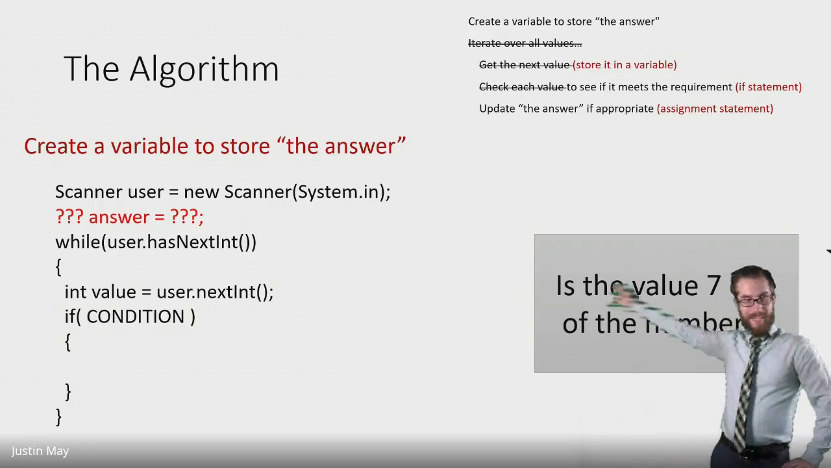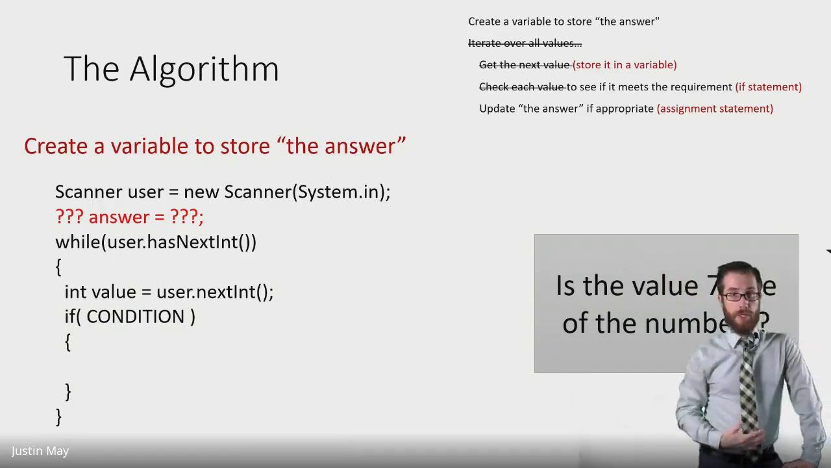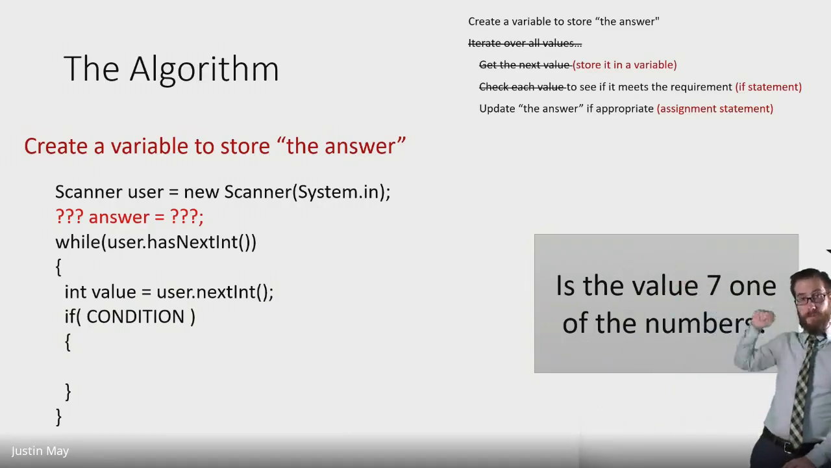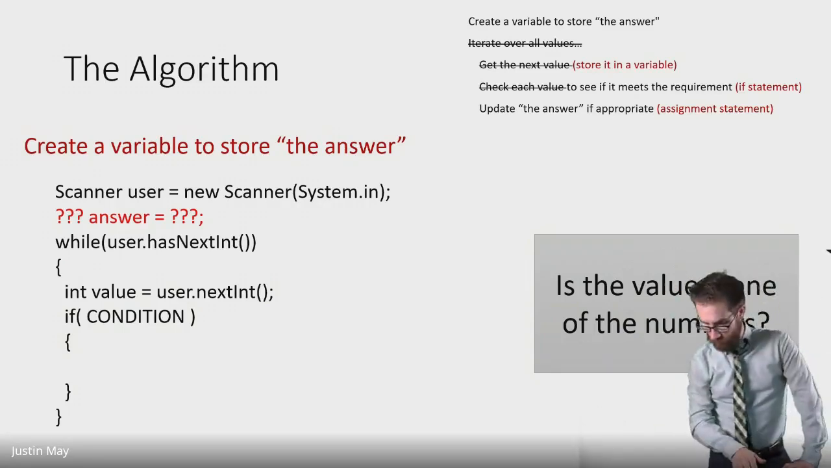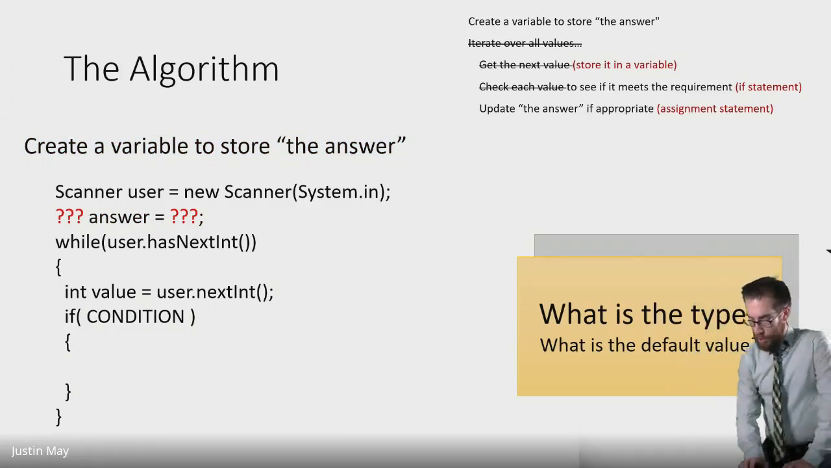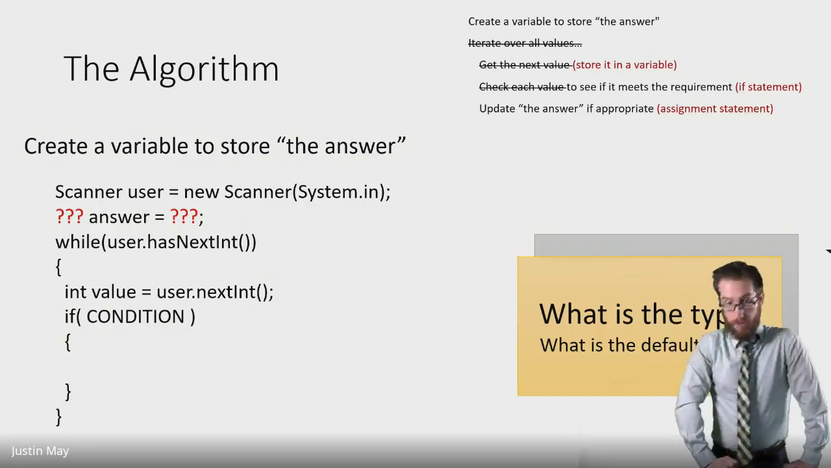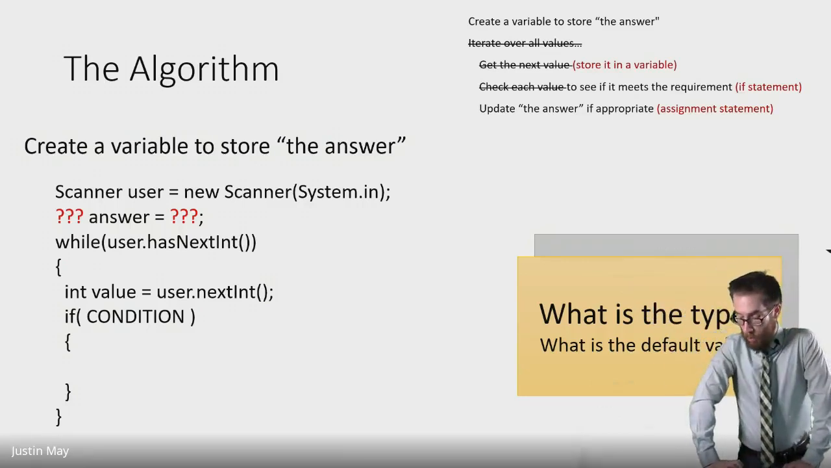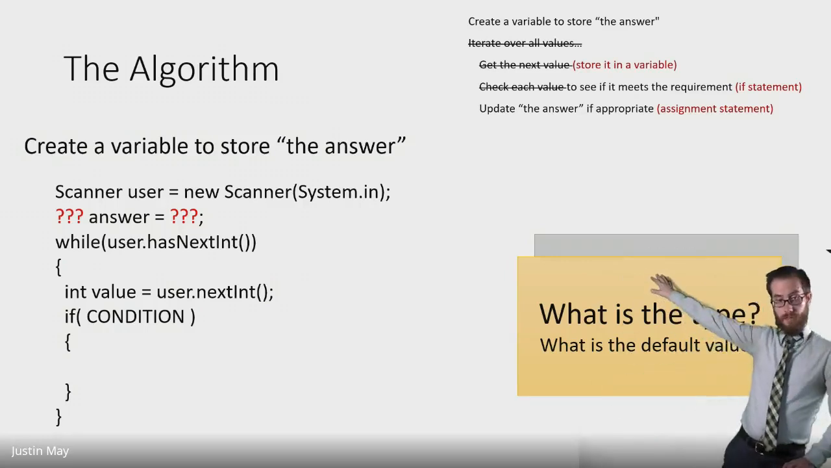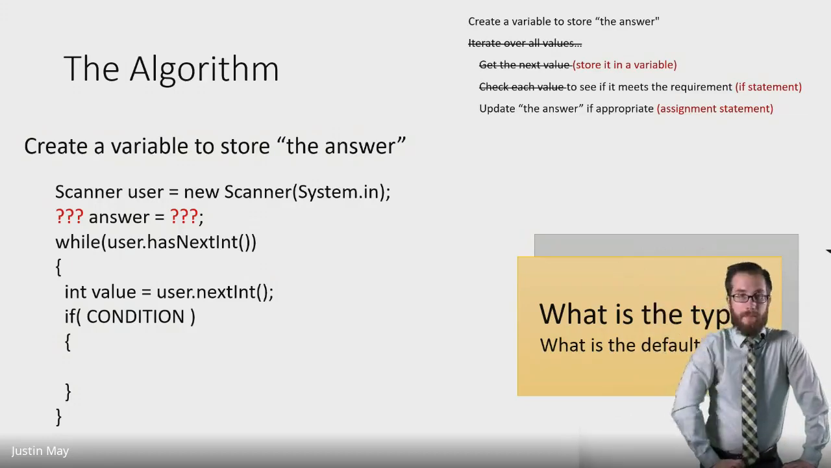And what these question marks are going to be, again, depends on the particular question you're trying to solve. So they're kind of blanks you have to fill in based on the particular question you're solving. So you have to ask yourself, as you solve a problem, what is the type of this answer variable? So I want you to think about it. What is the type that we're going to declare answer to be? Go ahead and just call it out. Just say, what do you think the type is?